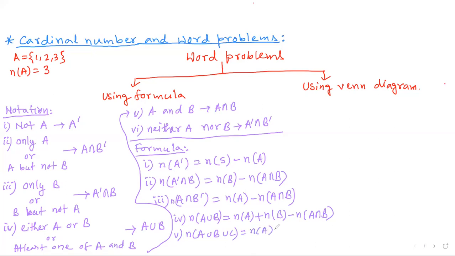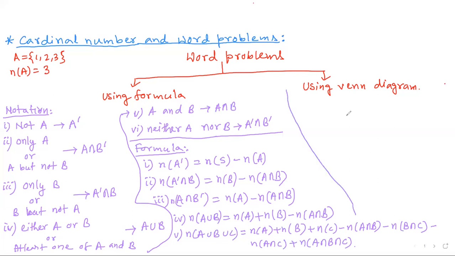This formula will be cardinal number of A plus cardinal number of B plus cardinal number of C minus cardinal number of A intersection B minus cardinal number of B intersection C minus cardinal number of A intersection C plus cardinal number of A intersection B intersection C. These are the important formulas. These formulas are required when you solve word problems regarding set theory. And the Venn diagram method, that process I will solve when I take the example.